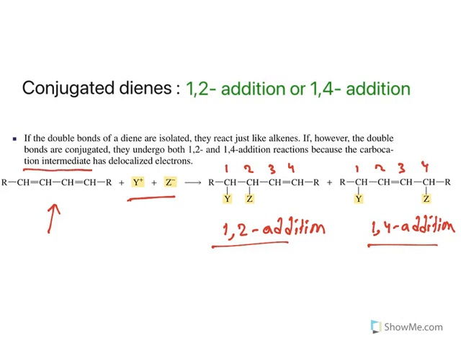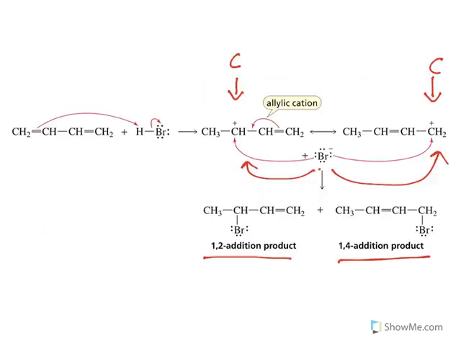It's all because the carbocation intermediate has delocalized electrons. So delocalized means these electrons are not staying here. They are moving. They are not localized, they are moving, hence it is known as delocalized. Once it moves, the carbocation site changes. So depending on that, you may either get 1,2 or 1,4 addition product.